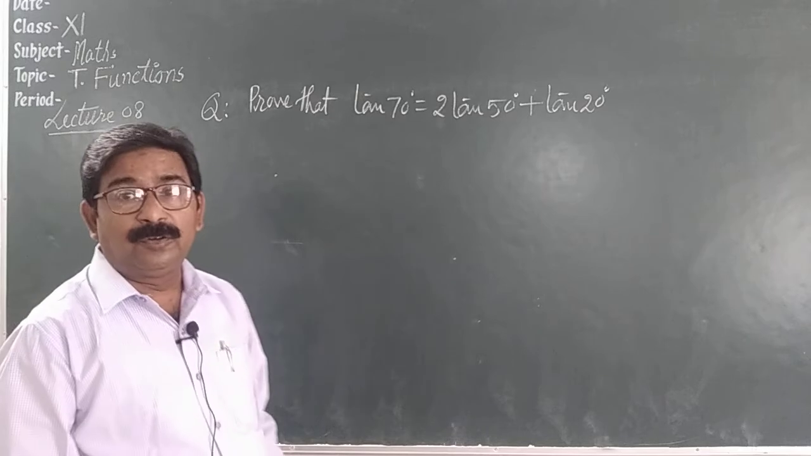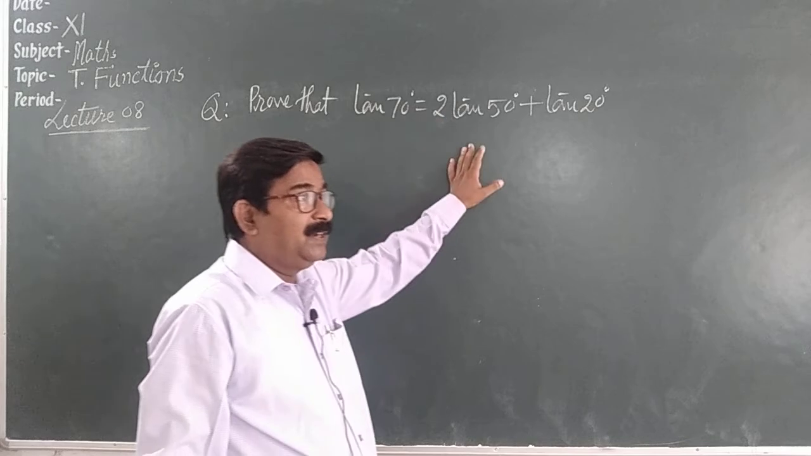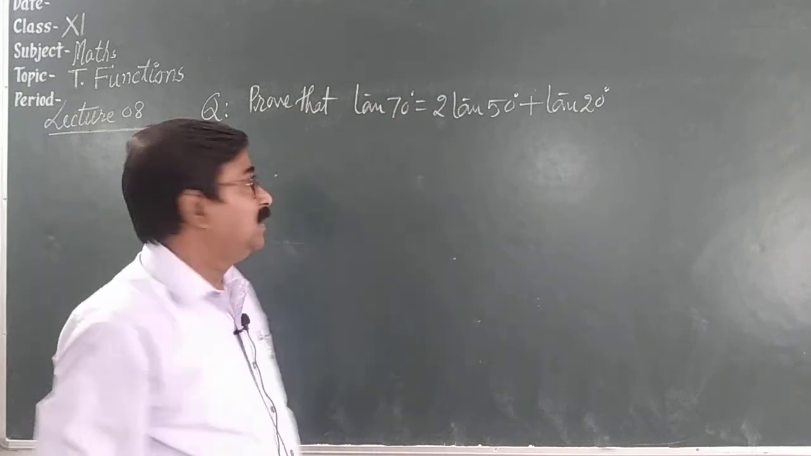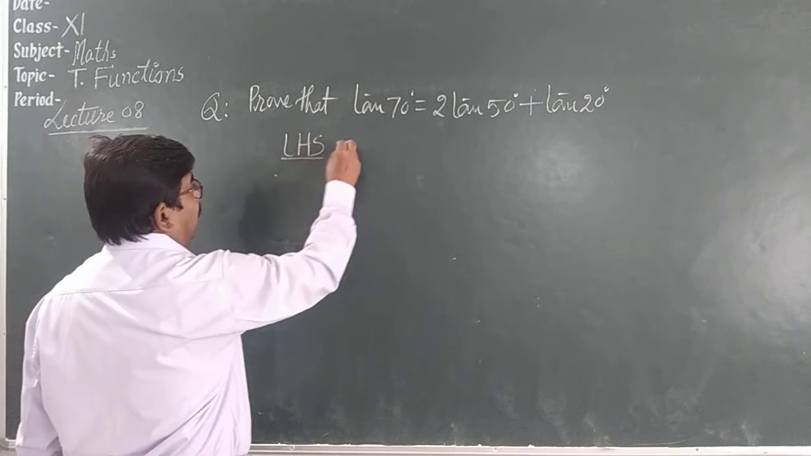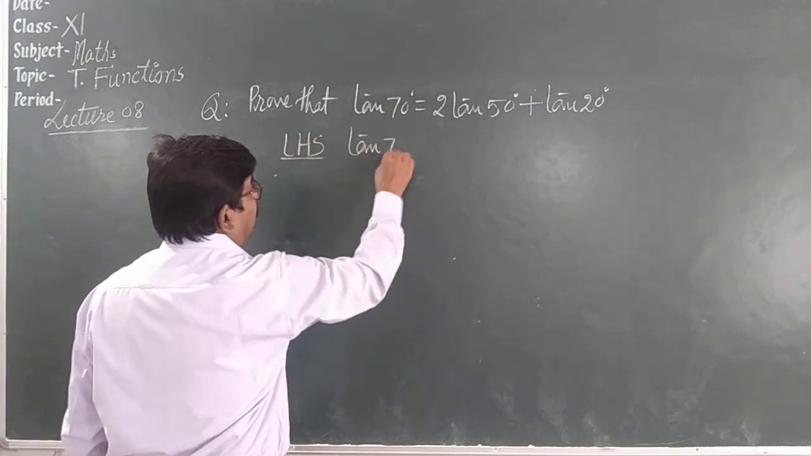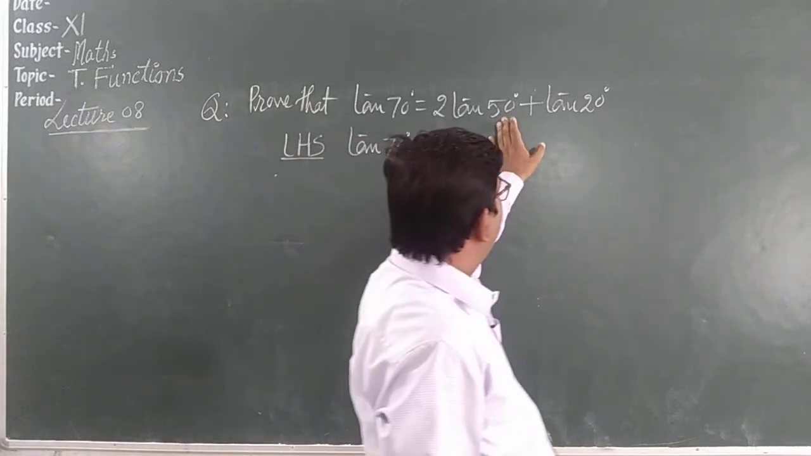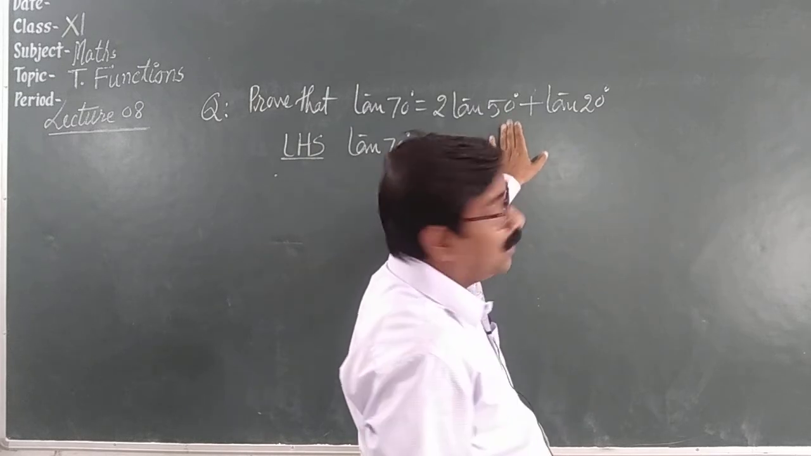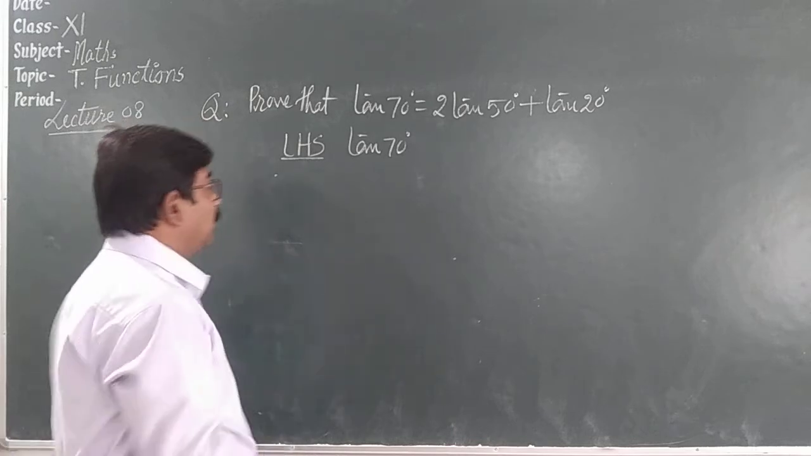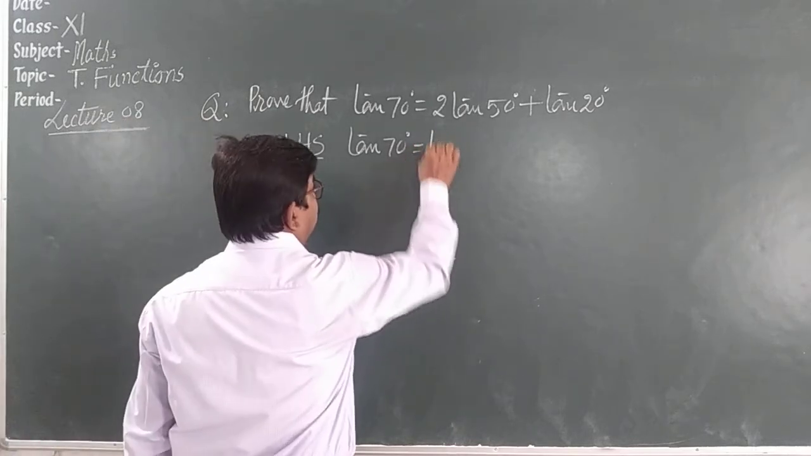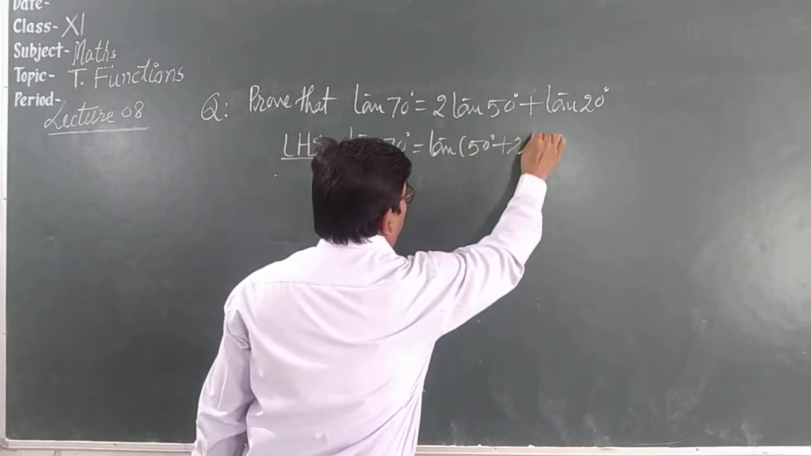Whenever you are given to prove, you can take one of the sides, like left side or right side, and get the value of the other side. So I am taking the left hand side this time. Left hand side is tan 70 degree, and since we have to find the value in the right side, 50 and 20, we can split 70 degree into 50 plus 20. So this can be written as tan 50 degree plus 20 degree.